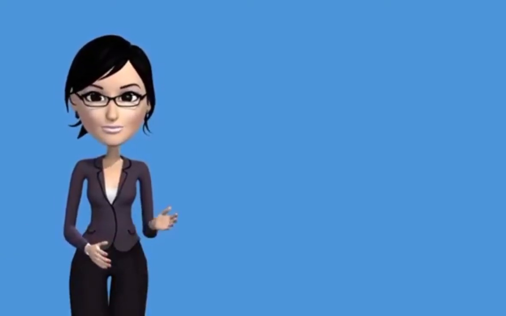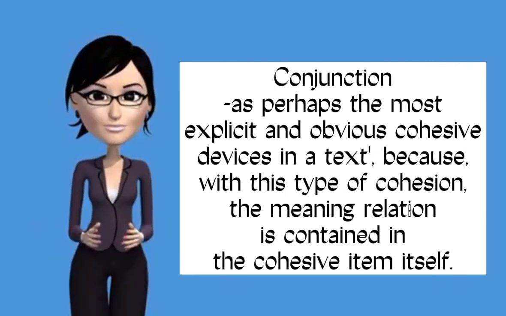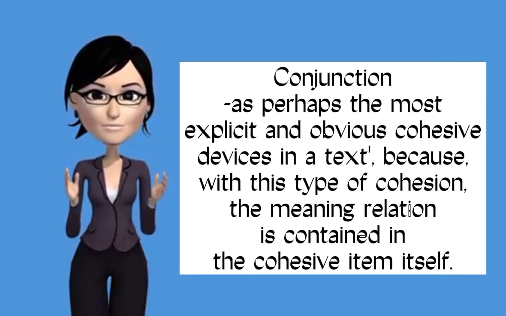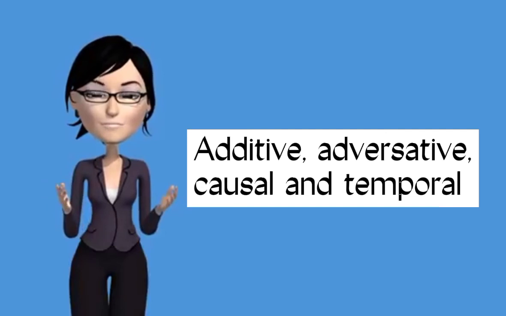Now, we are done with substitution and ellipsis, and now let's proceed to conjunction. Conjunction is perhaps the most explicit and obvious cohesive device in a text, because with this type of cohesion, the meaning relation is contained in the cohesive item itself. There are four major types of conjunction: additive, adversative, causal and temporal.